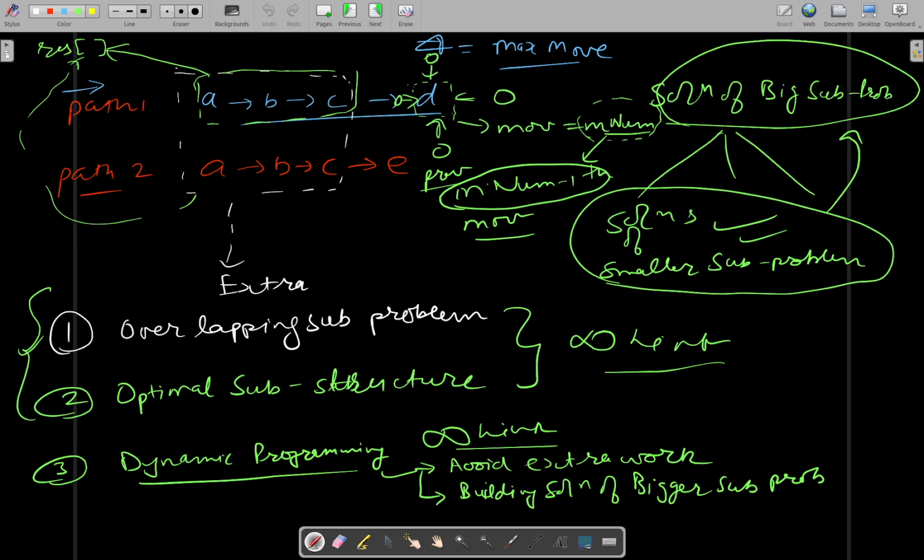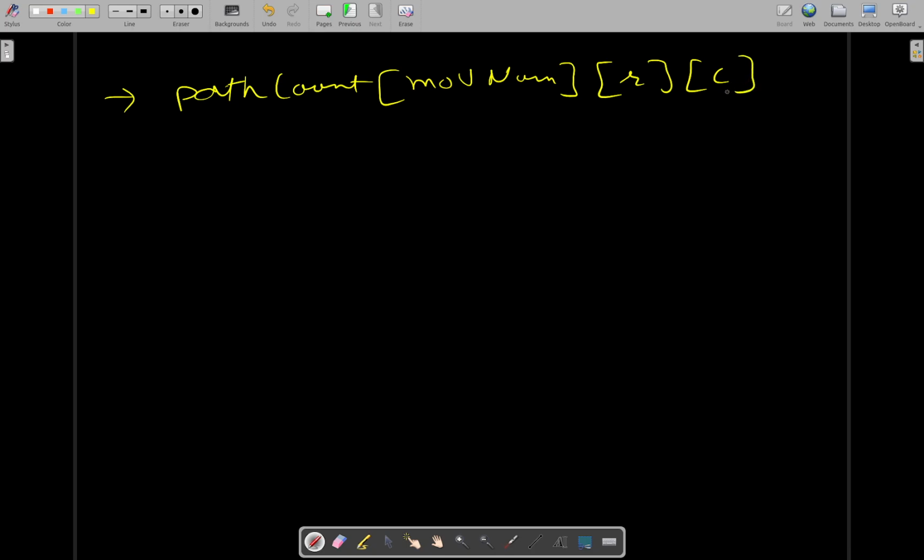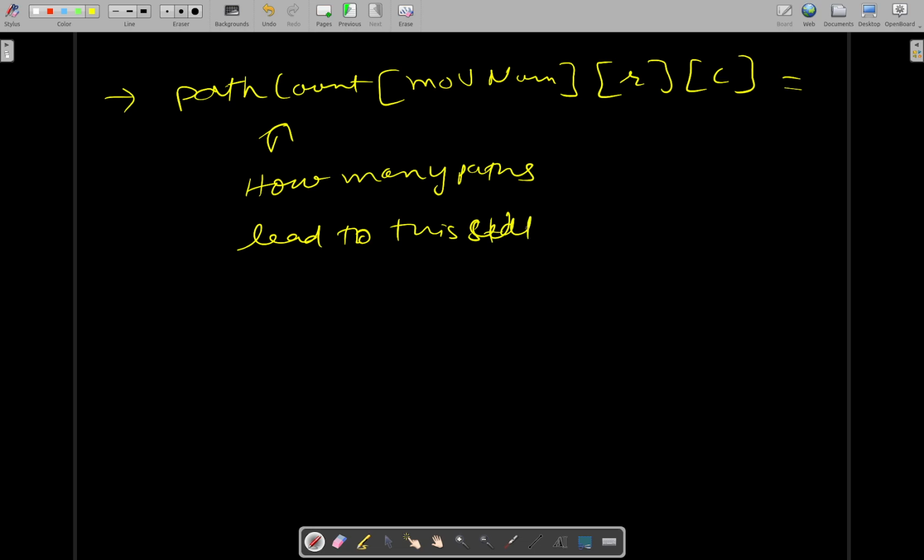So let's say we define that dynamic programming structure as path count. On a particular move number, you were at the R comma C cell. Then how many paths could have led to this particular state, or how many previous states? This is your current state.